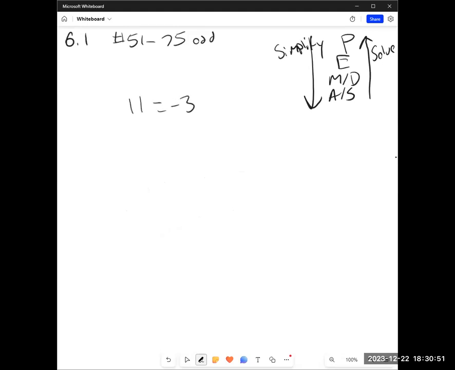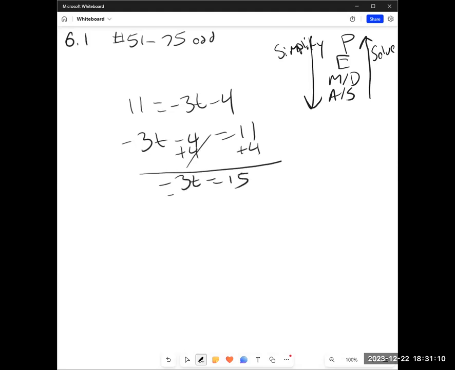11 equals negative 3t minus 4. I'm going to switch the sides of my equation here just because I like my variable on the left. So this is going to be a two-step equation because I'm going to use addition or subtraction first to isolate this variable part by adding 4 to both sides. And that gives me negative 3t is equal to 15. Then I'm going to divide both sides by my coefficient of negative 3. And t is going to be equal to negative 5.